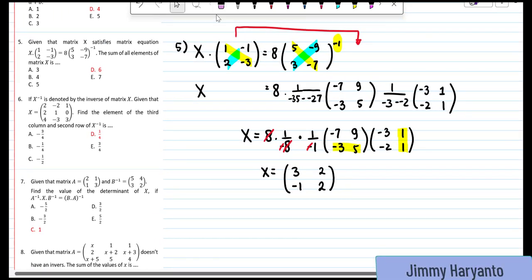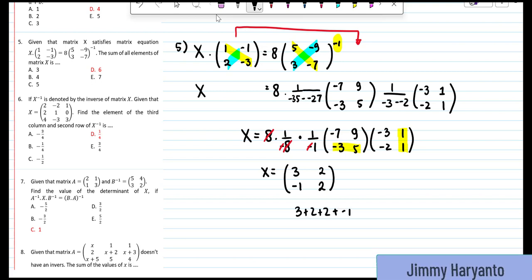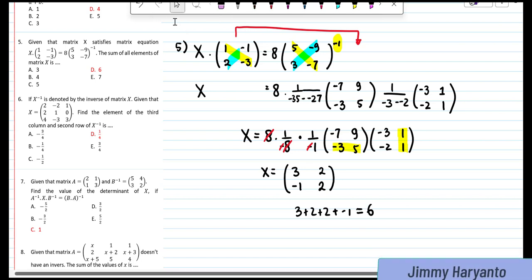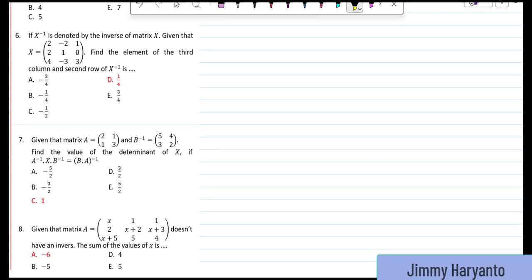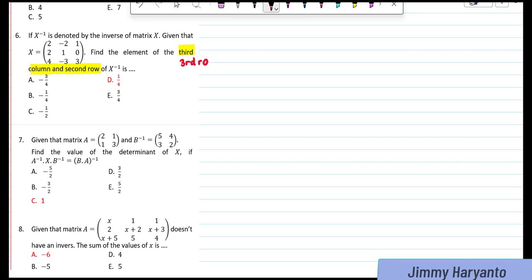Oh, the question is the sum of all elements. That means 3 plus 2 plus 2 plus -1 equals to 6. Okay, that is for number 5. Next is number 6. For number 6, we have to find the element of the third column and the second row. For the third column and the second row, the one that you have to be close with your finger is the opposite places. Like third column, it will be the third row, and the second row, it will be the second column, just like that.